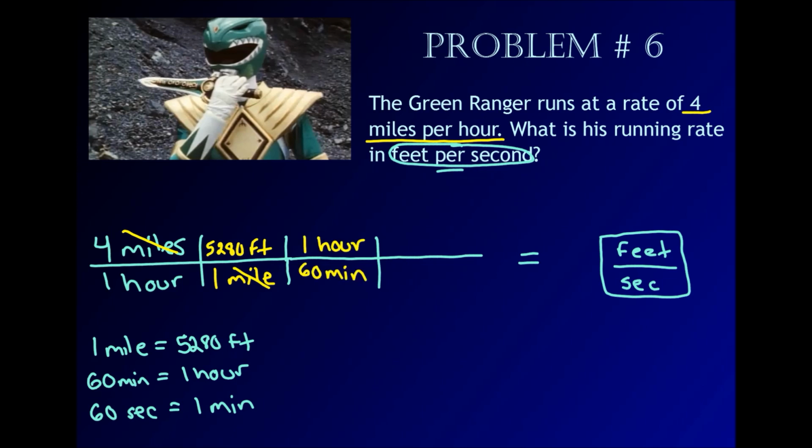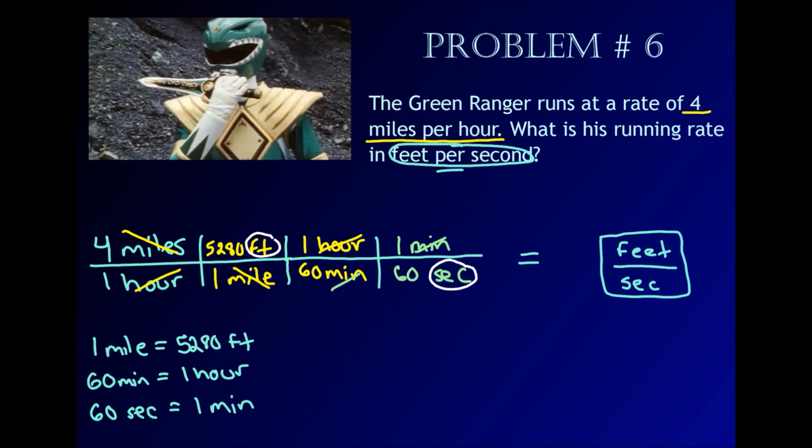But to convert hours to second we have to go through minutes. So I'll put 1 hour on top, 60 minutes on bottom. Now I can cancel out hours on top and on bottom. So that now my conversion table actually has feet per minute and I'm looking for feet per second. So now I have my conversion table set up the way that it needs to be.